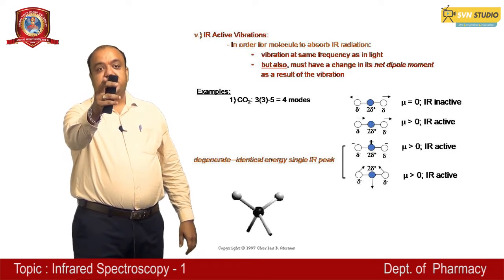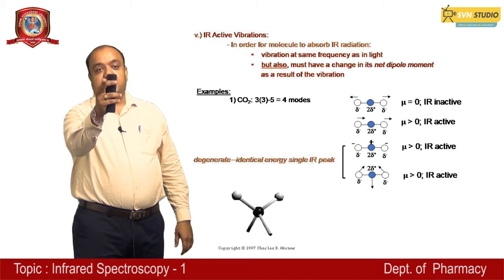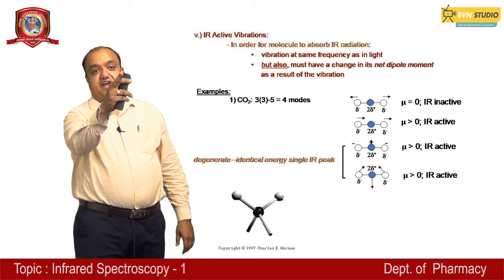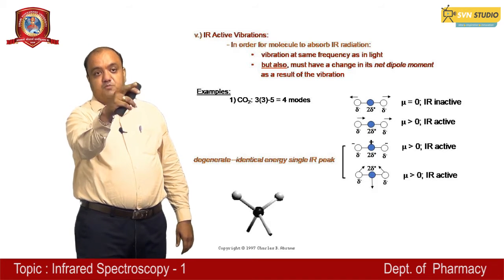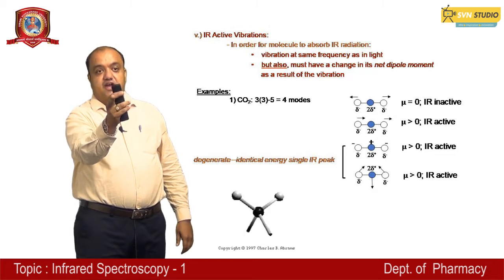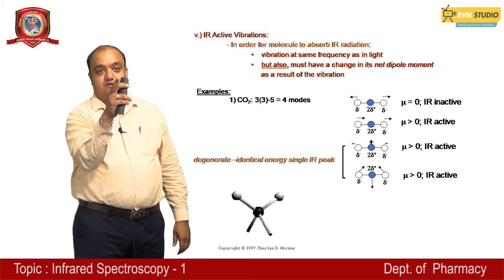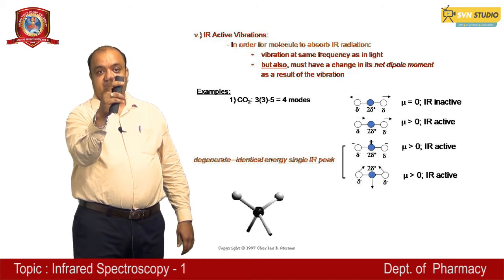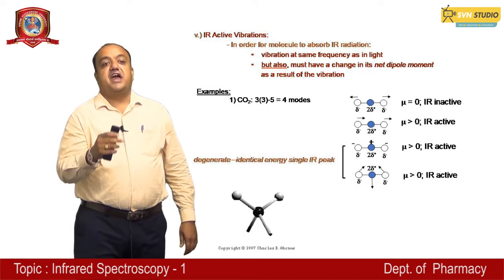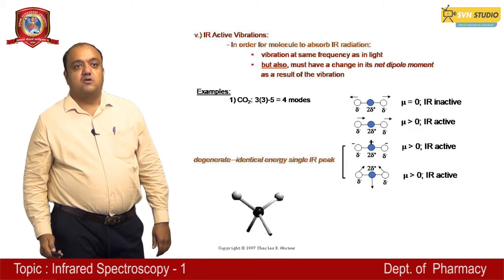This example is showing the bending vibrations, like a dipole, with a positive end and a negative end. This central carbon atom is showing the delta plus, and those outer atoms are showing the delta negative, and the IR shows mu is greater than 0, so it is an IR active compound.